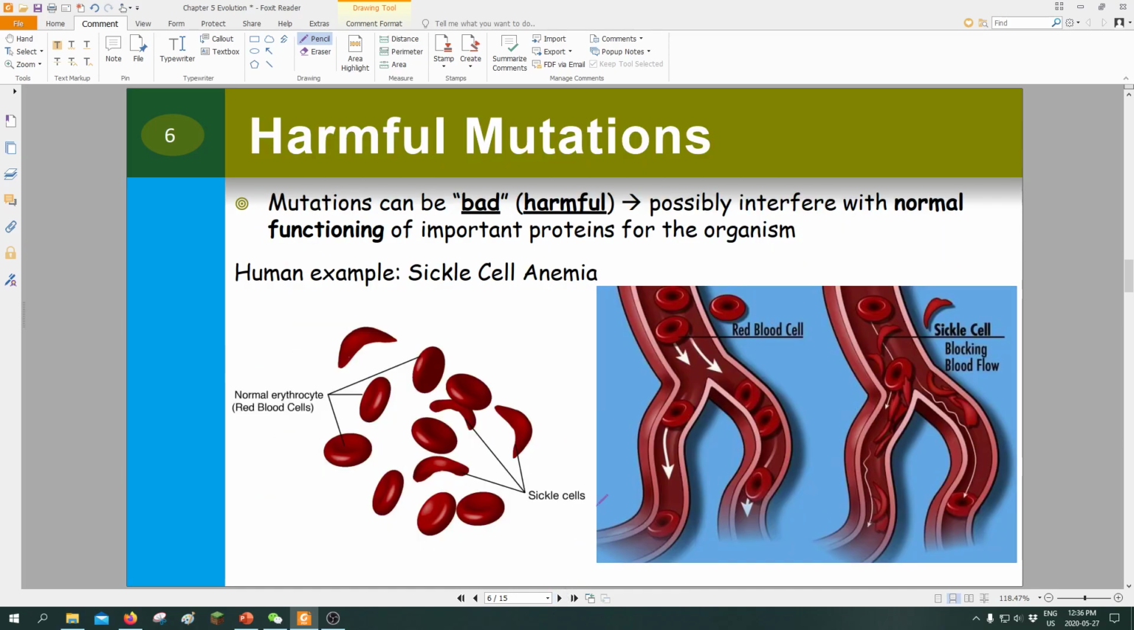Now, we can categorize mutations into 3 separate groups, and we're going to focus on 2 of them. Okay, the first one is going to be on harmful mutations. So mutations can be bad or harmful because they can possibly interfere with normal functioning of important proteins for the organism and cause some problems for them. An example of this for us could actually be sickle cell anemia.